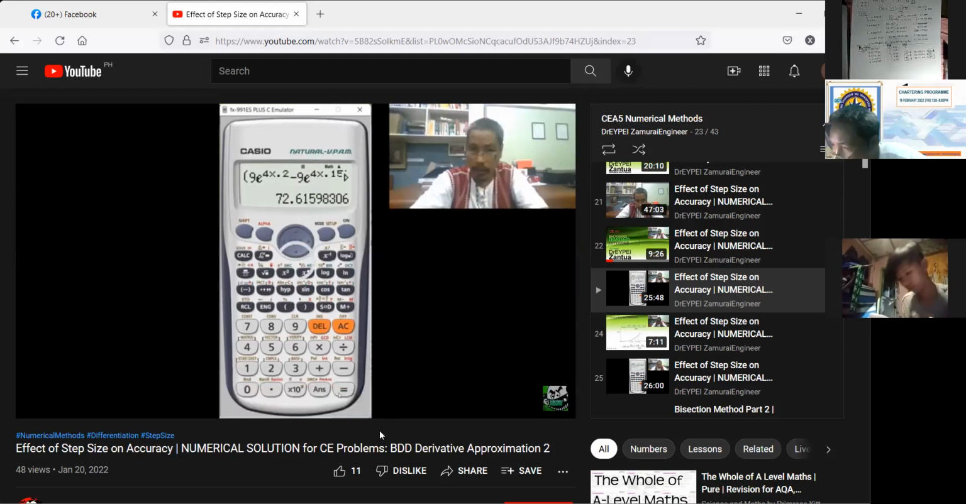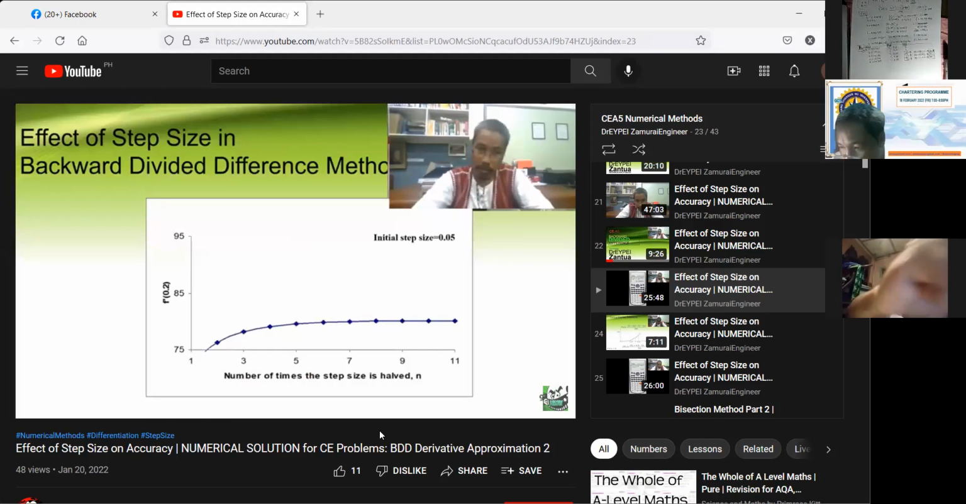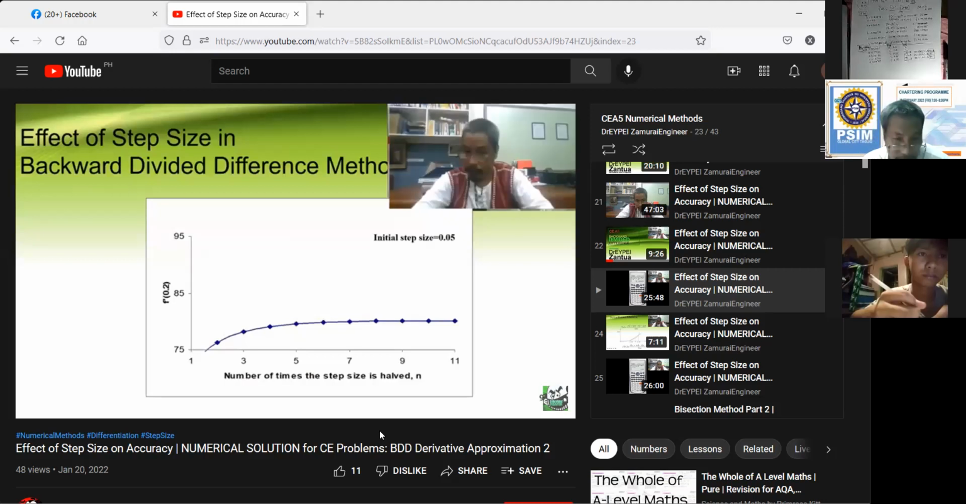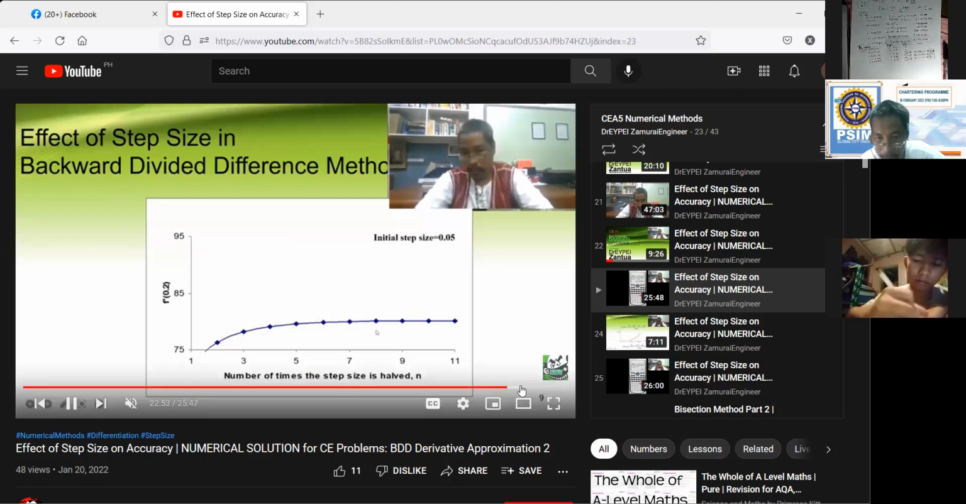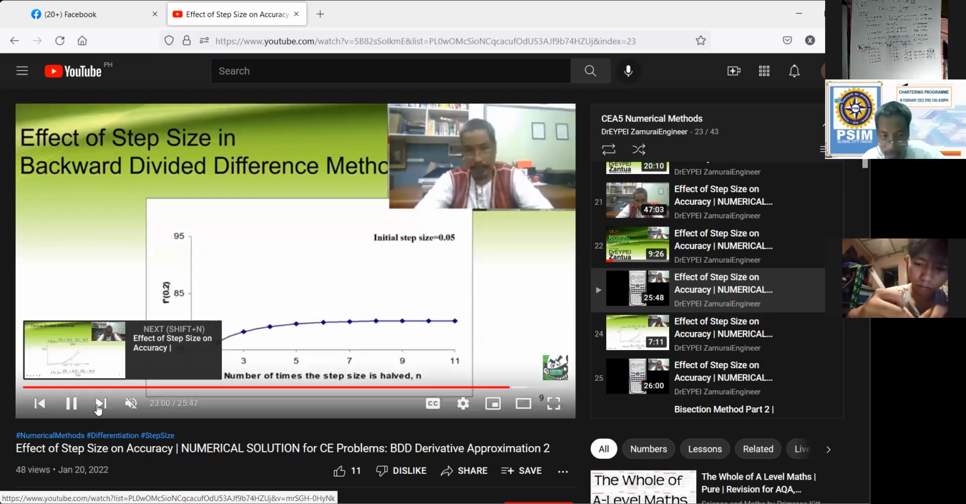The method is BDD, or backward divided difference. So, the number of times the step size is halved: we have so many times. So about 10, no? About 10. In the figure, this is 11. 11 times in the figure. So go to the next problem.